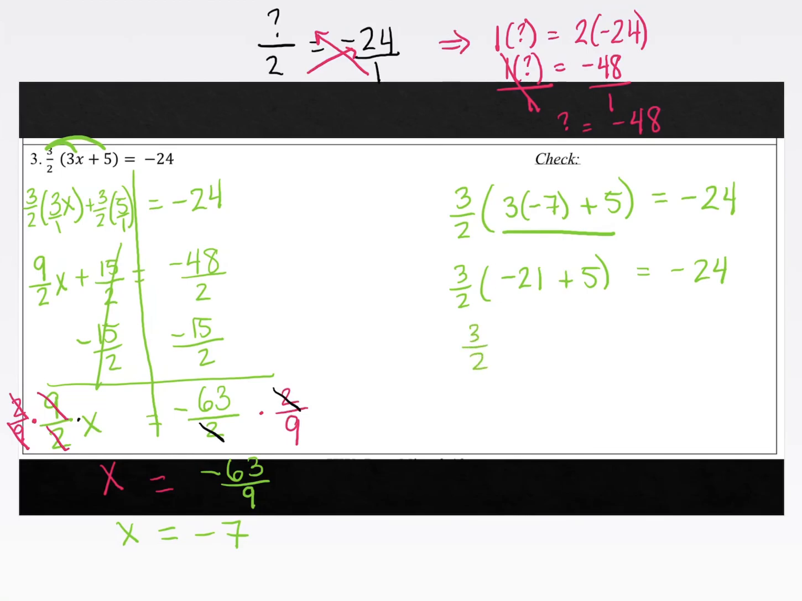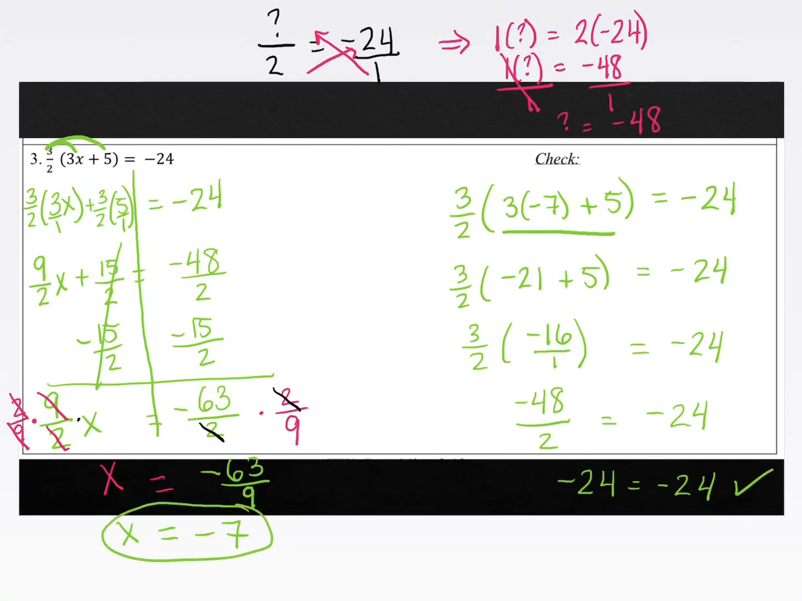So 3 halves times negative 16. I'm going to write this as negative 16 over 1, just so we can simplify our fraction a little bit easier. Now we can multiply straight across. 3 times negative 16 gives us negative 48, and 2 times 1 is 2. Now we learned before that negative 48 divided by 2 gives us negative 24, which equals negative 24. So our equation is balanced, and our answer of x equals negative 7 remains true.